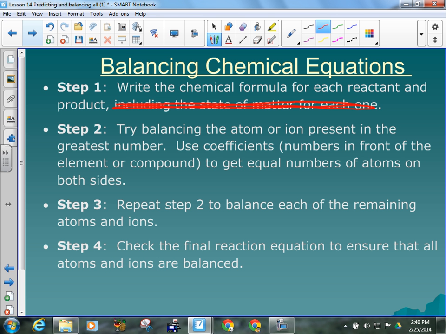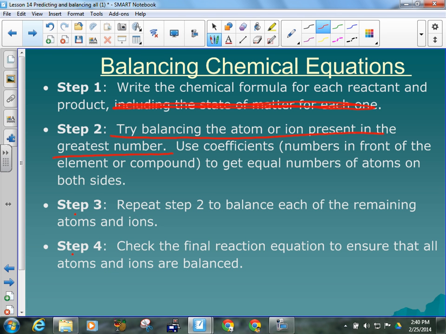For step 2, we always said try balancing the atom or ion present in the greatest number. That's always the best one to start with, unless it happens to be oxygen. You always want to do oxygen last, because if you do it first, you just end up doing it over again. Don't ask me why. It's just the way it seems to work. Step 3, repeat step 2 and balance each of the remaining atoms and ions. And fourthly, double check and make sure you haven't made a mistake anywhere along the way. Those are the steps that we went through.